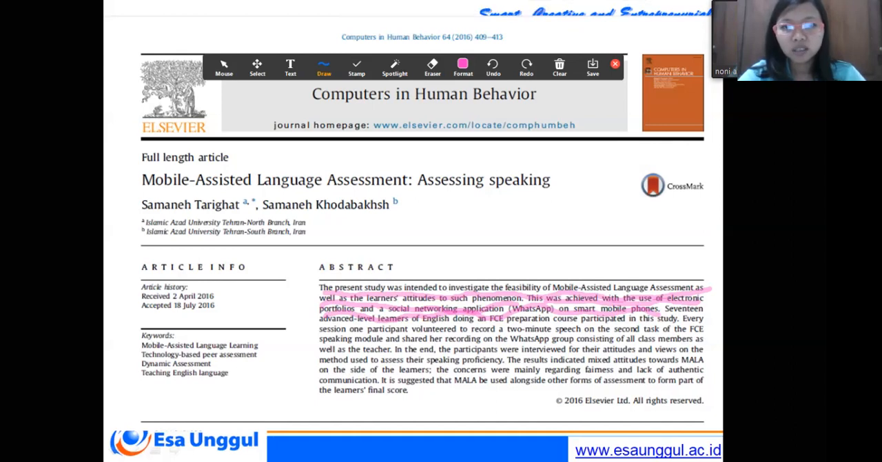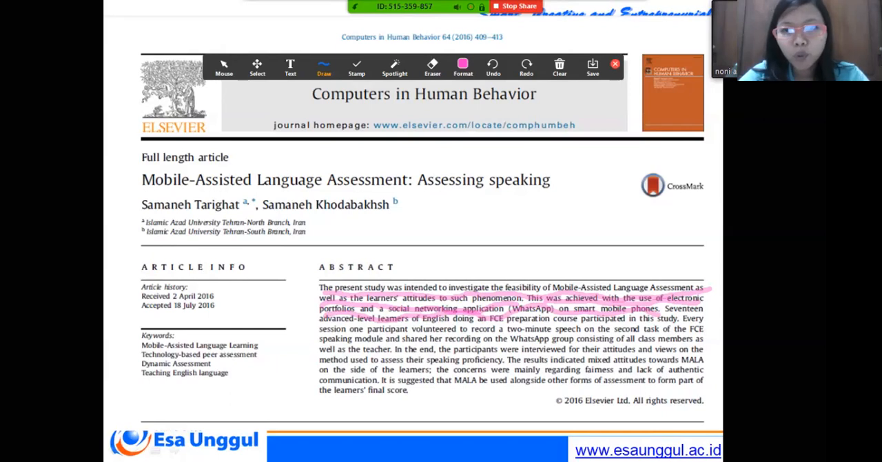The research question, we can find two. The first one is, how is the student speaking skill through the mobile assisted language assessment? In this term, the mobile assisted language assessment uses the electronic portfolios and WhatsApp on student smart mobile phones. And the second research question, how is the learner's attitude to the mobile assisted language assessment? So we can find the research questions.